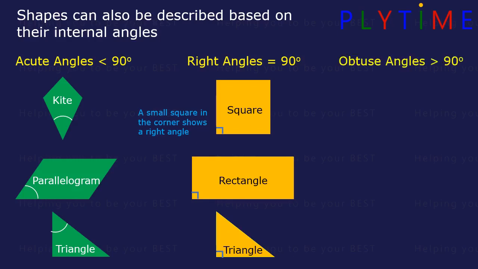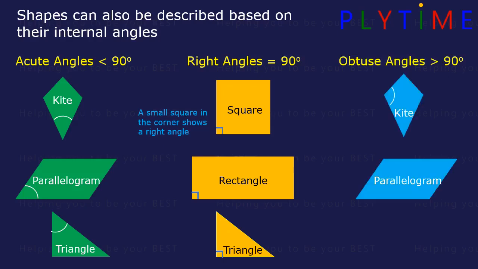Obtuse angles are more than 90 degrees, like this one in the kite, or this angle in the parallelogram, or this angle in the trapezium.